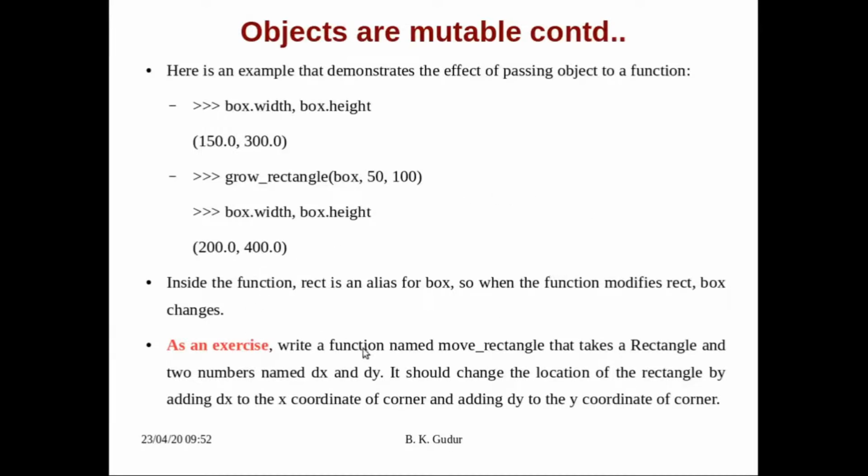As an exercise, write a function named move rectangle. Just now we discussed a function called grow rectangle, but you can write a function named move rectangle that takes a rectangle and 2 numbers, namely dx and dy. It should change the location of the rectangle by adding dx to the x coordinate of the corner and adding dy to the y coordinate of the corner. The earlier function grew the rectangle, but the function you are going to write should move the rectangle. That means x should change to x plus dx and y should change to y plus dy. Write this function, and if you have any difficulties, you can ask me.